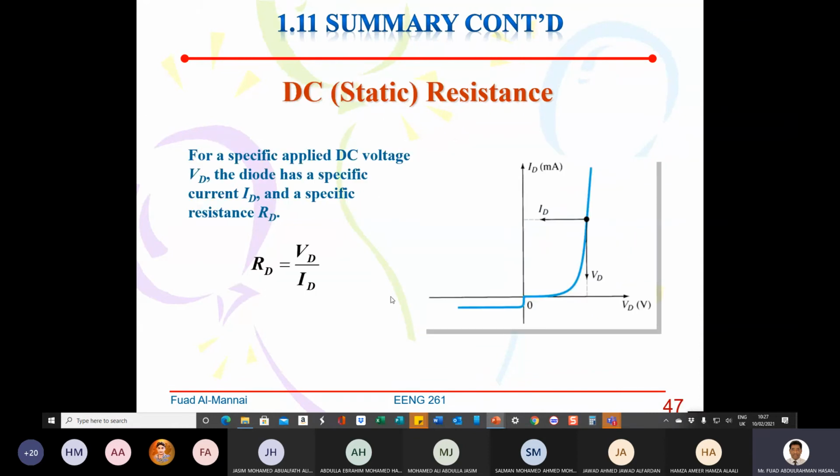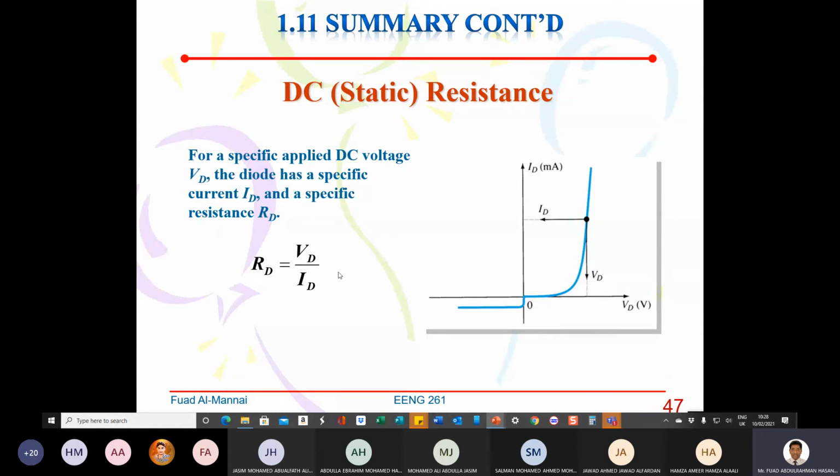If we look at the DC resistance, how are we going to calculate it? We have the characteristic graph of the forward bias, and we just pick 2 points and use Ohm's law. RD, which is the static resistance, is equal to VD over ID.